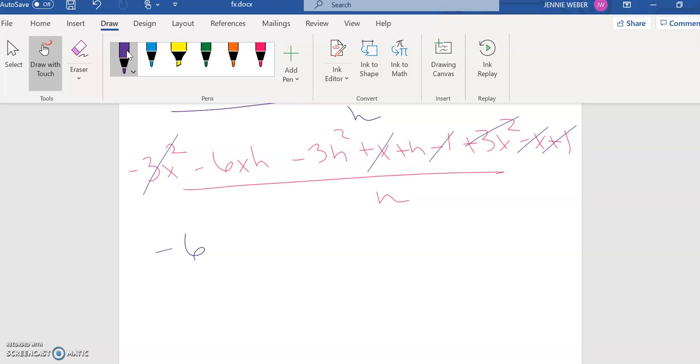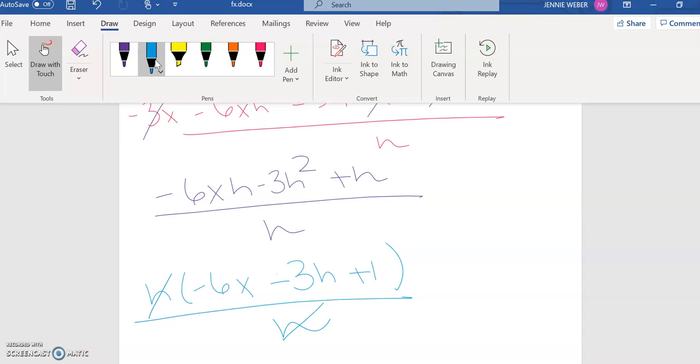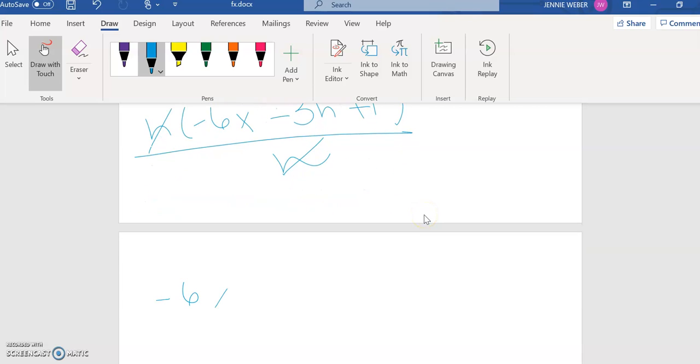So I'm left with negative 6xh minus 3h squared plus h, all over h. Now you'll notice in the top, I can pull out an h, right? So I'm going to get h times (negative 6x minus 3h plus 1), all over h. These h's now cancel, and my final reduced simplified version is negative 6x minus 3h plus 1. This is my final answer.